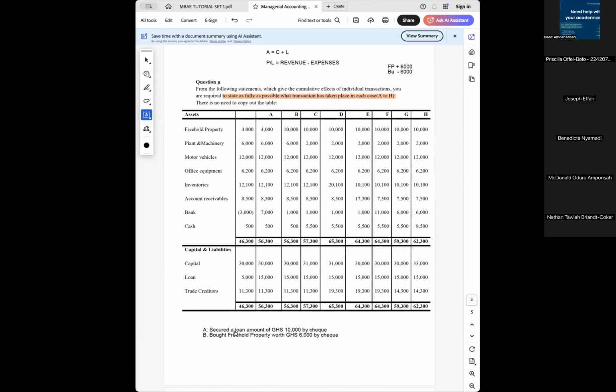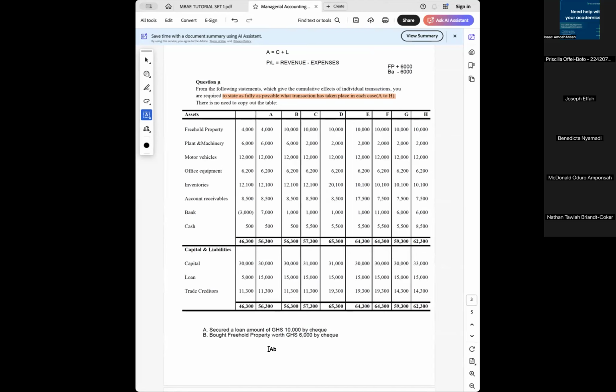Priscilla. So this should be the transaction, or something like this. The business purchased freehold property worth 6,000 or costing 6,000 by cheque. A cheque of 6,000 was used to acquire freehold property. The business purchased a freehold property that cost them 6,000 cedis. So going forward, I'll ask about three people to state their transaction or how they would have stated it. So I could call you at any time.